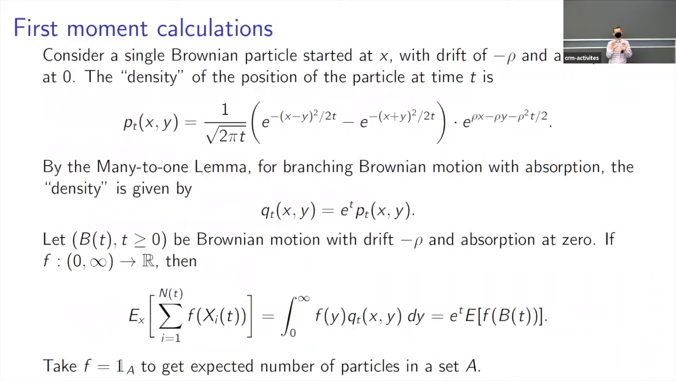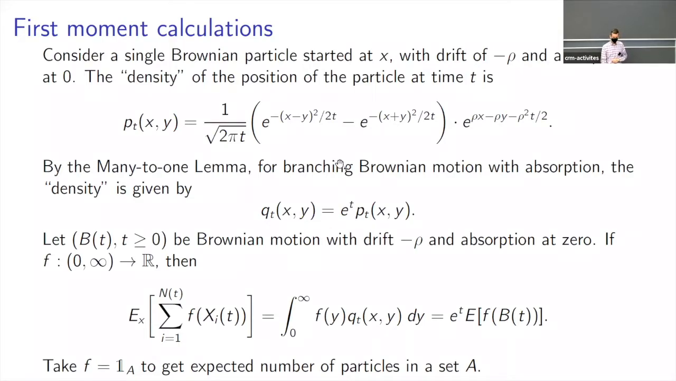Before we focus on any particular case, I want to state a few tools that are useful for studying branching Brownian motion with absorption in general. And a natural place to start is with moment calculations. We would like to be able to compute the expected number of particles alive at time t, or the expected number of particles in a particular set at time t. And there are some standard tools available to make those calculations.